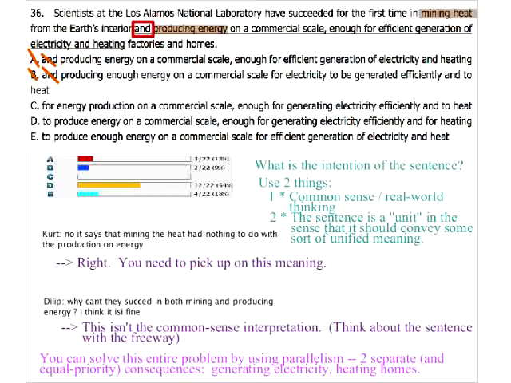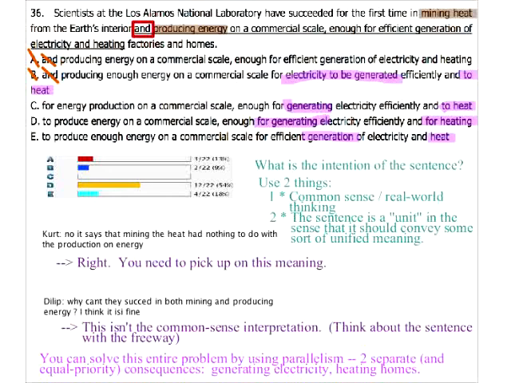Let's see how well these sentences do in the parallel department. The ones that are left: generating and to heat, that's not okay. For generating and for heating, that's parallel. For generation, but then and heat, this would be a verb and this would not be a verb. That's not okay. So for electricity to be generated and to heat is definitely inferior to D.